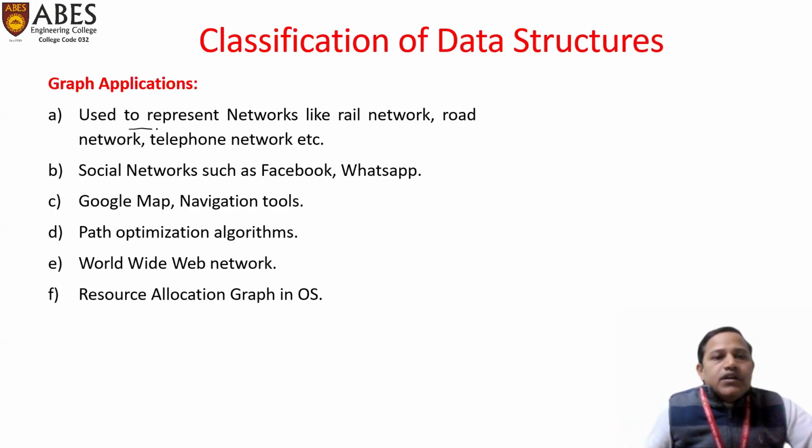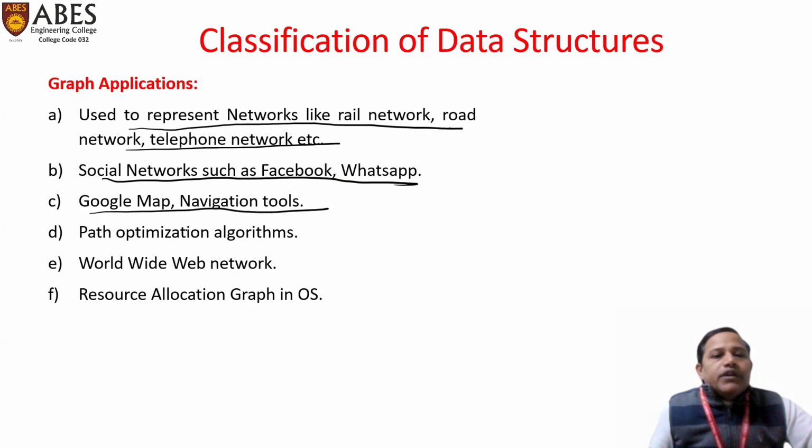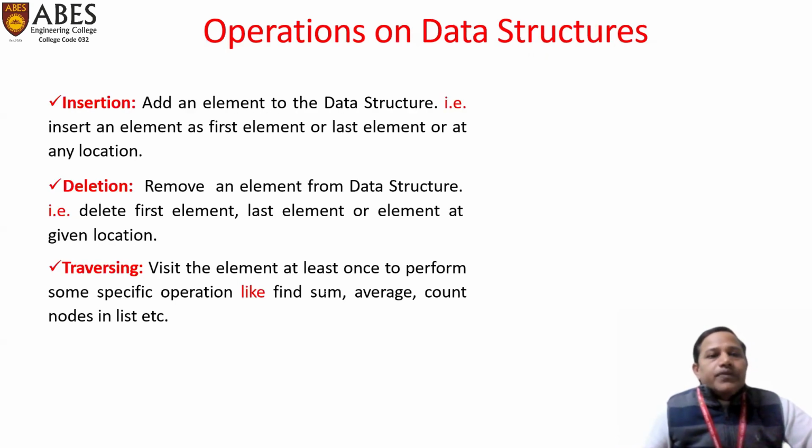Applications of graphs: it is used to represent networks like rail network, road network, telephone network, etc. Social networks such as Facebook, WhatsApp, Google Map navigation tools, path optimization algorithms, the worldwide web network, and resource allocation graphs in operating systems. Now, what are the basic primitive operations implemented in a data structure?